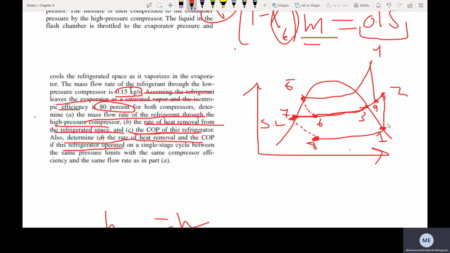If I'm working in this region, I'm going to find the work of the first pump, and this flow is 1 minus x6 multiplied by the total mass flow rate. If I'm working on the second compressor, this is the total flow rate. If I'm calculating the heat Q_H, this is the total flow rate, from here to here. But from here, going there, this is not the total flow rate. So I need the COP of this refrigerator.